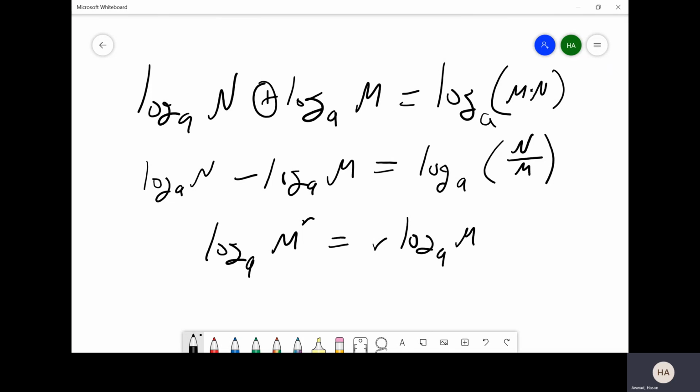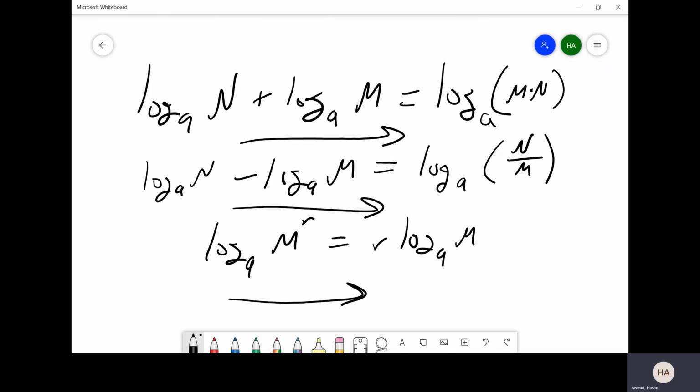And of course, the opposite is true as well, as far as the direction you're going. I basically wrote all three of these rules out stating that if you are adding two logs, you can turn it into one log. If you're subtracting two logs, you can make it one log, and if you have an exponent, you can bring that exponent out. But the converse is also true because this is an equal sign, so we can go back and forth.